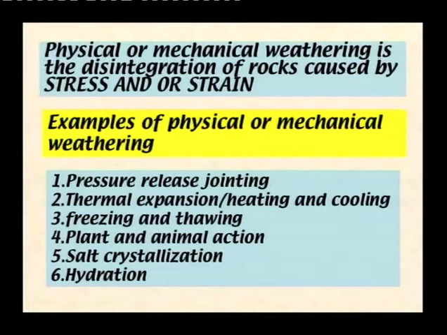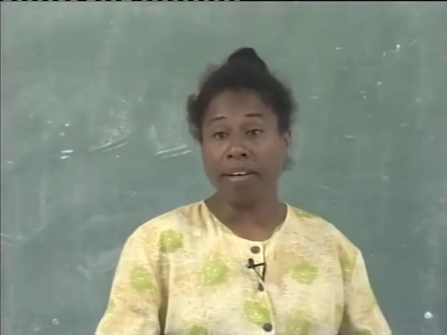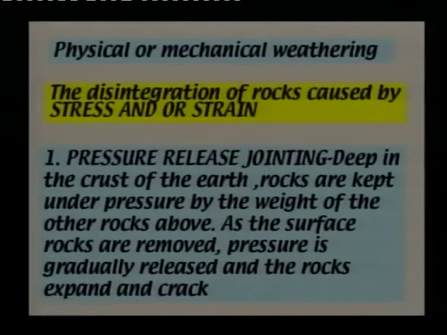And the four examples are pressure release jointing, heating and cooling, of which exfoliation comes in as an example, freezing and thawing, of which I will touch on today, and plant and animal action, of which I will also touch on today. Okay, so we look at the definition now given to what pressure release jointing is under the example of physical or mechanical weathering.